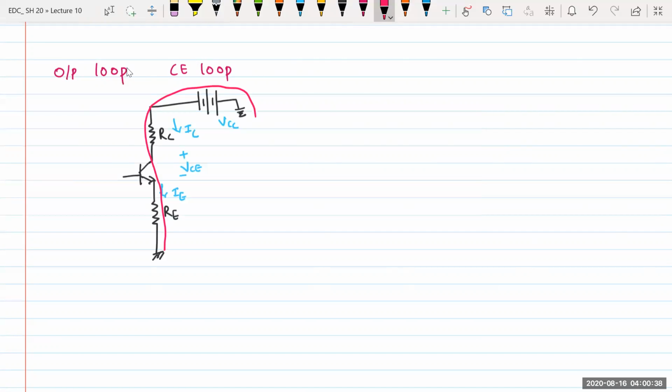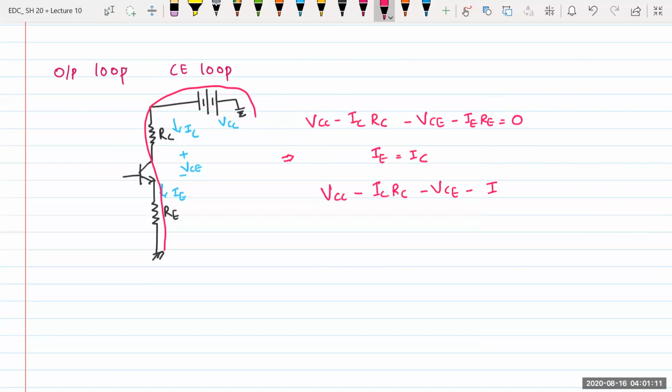What I am observing over here is plus VCC minus ICRC minus VCE minus IERE is equal to 0. So I'll get plus VCC minus ICRC minus VCE minus IERE is equal to 0. Here in the output loop, we will put IE is equal to IC. So it is VCC minus ICRC minus VCE minus ICRE, which is equal to 0.